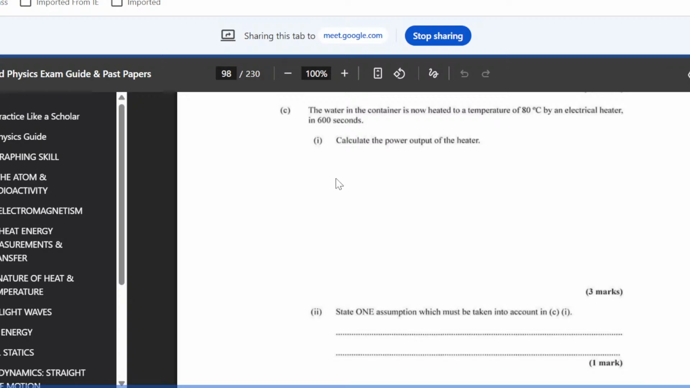All right, the water in the container is now heated to 80 degrees Celsius by an electric heater in 600 seconds. Calculate the power output of the heater.